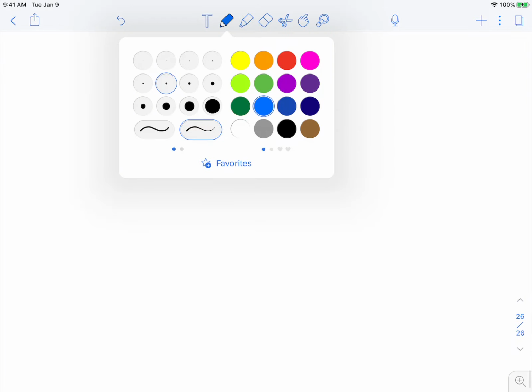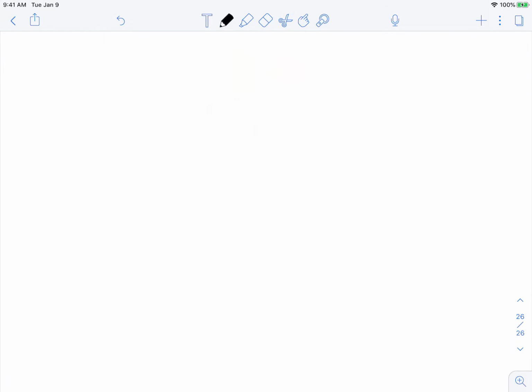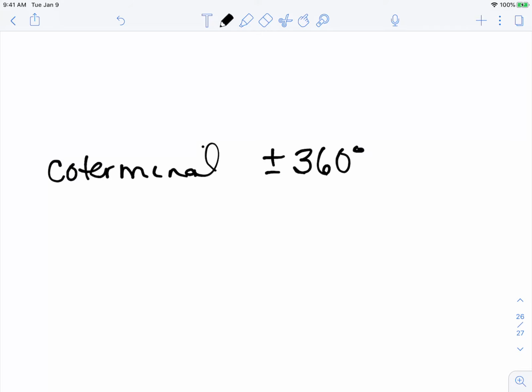So the rule of thumb is when you find coterminal angles, you're going to add or subtract 360 degrees if your angle is in degree measure, or you're going to add or subtract 2 pi. Now sometimes you might have to add another 360 or subtract another 360 to get to that positive.